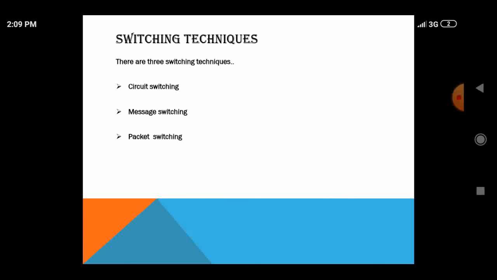In message switching, the message is sent from the source computer to the destination computer. The third switching technique is packet switching. In packet switching, the message is divided into a number of packets and sent through different routes, and finally it reaches the destination. In packet switching, there is a limit on block size. In message switching, there is no limit on block size.